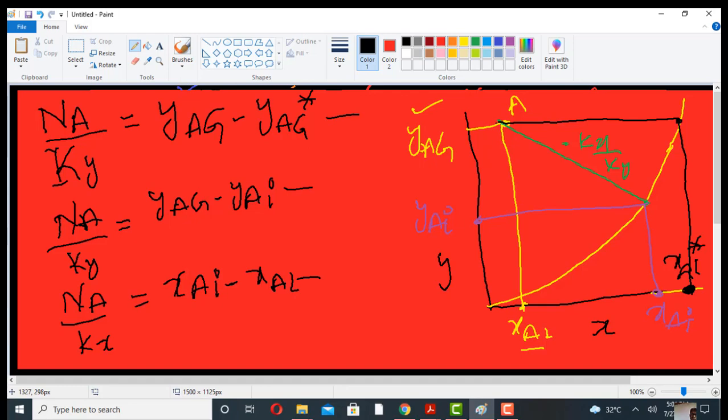So this is it, and similarly this point is XAL, which is at equilibrium with the gas phase, which is YAG star during the equilibrium. So from this graph we will simplify these three equations.